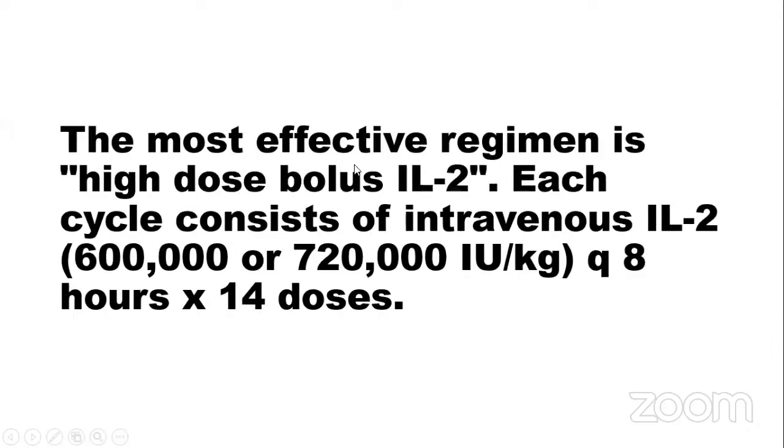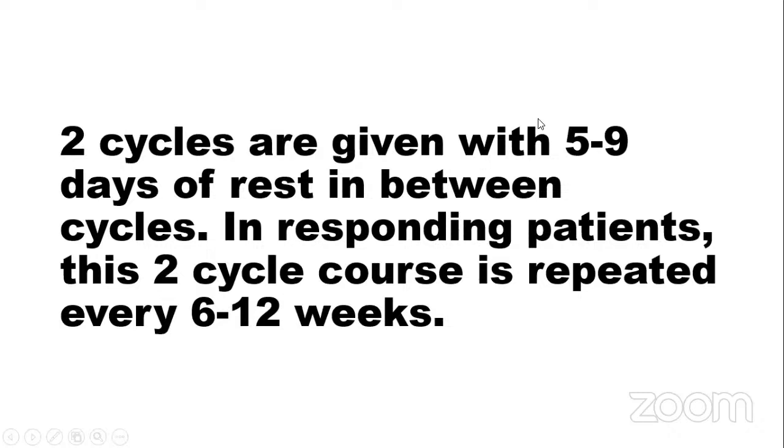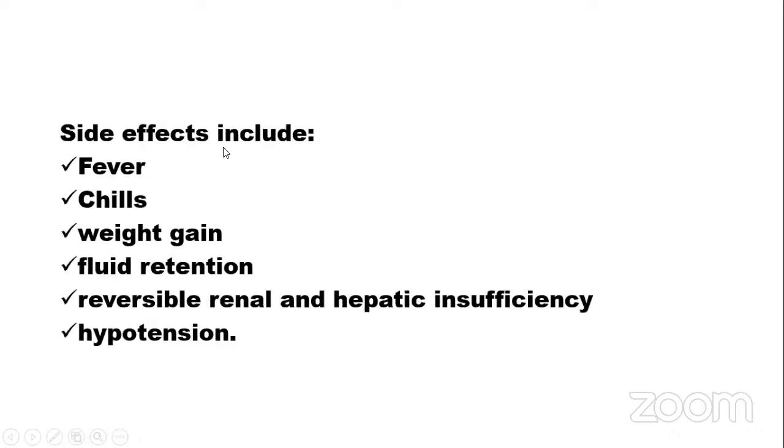The most effective regimen is a high-dose bolus of interleukin-2. Each cycle consists of intravenous interleukin 600,000 to 720,000 international units per kg every 8 hours for 14 doses. Two cycles are given, with 5 to 9 days of rest in between cycles. In responding patients, this two-cycle course is repeated every 6 to 12 weeks.